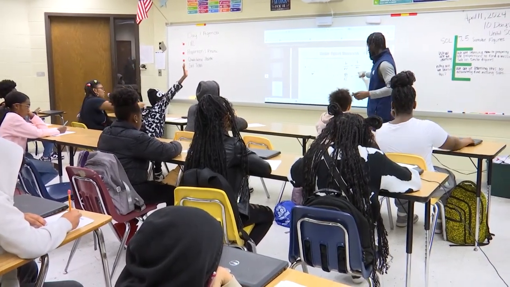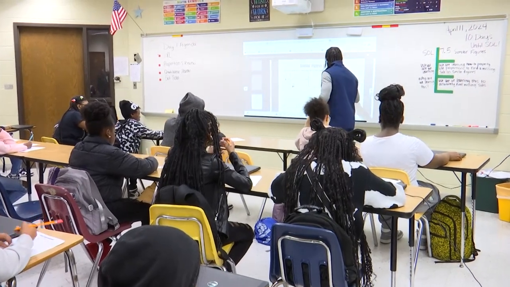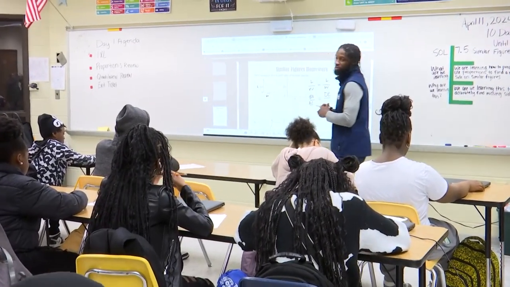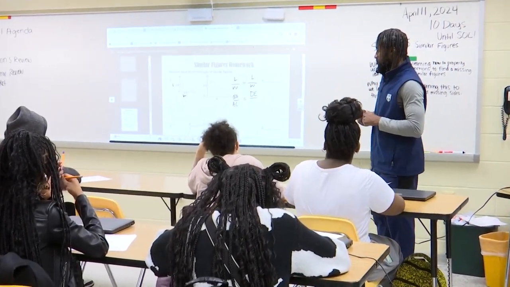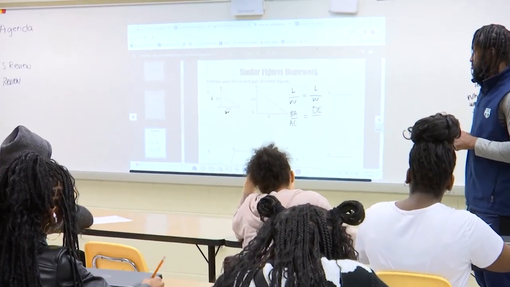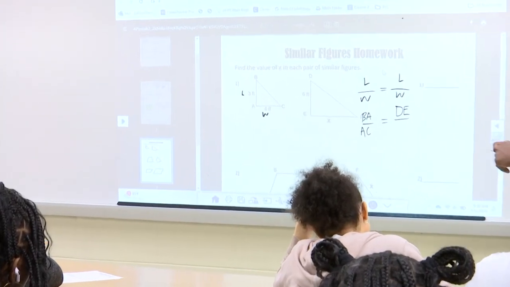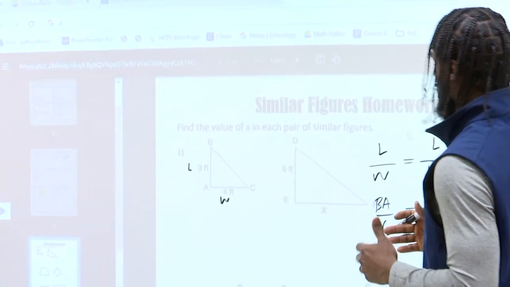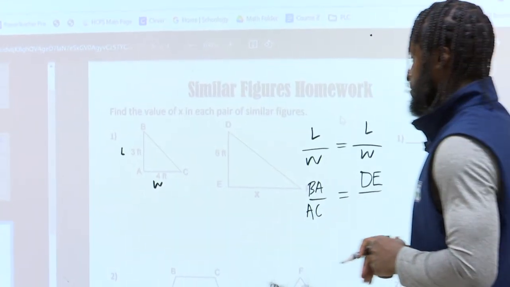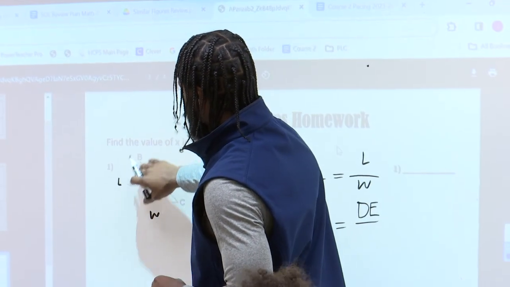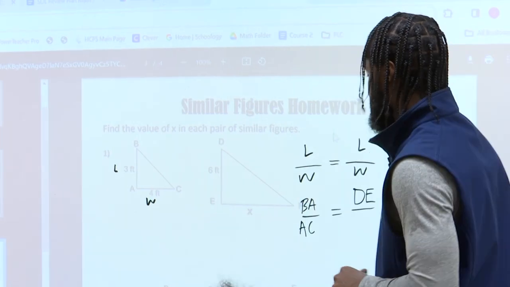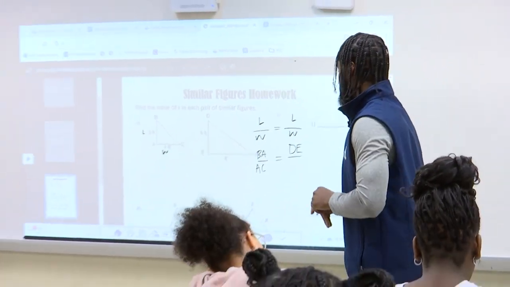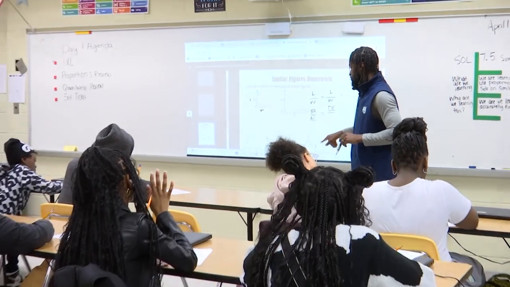Victoria? DE over. Hold on one second. Why did you choose DE? Because it's the same on the other side, different letters. Right, these are similar figures. They're pointing the same direction. So we said BA and DE were similar. Somebody in this section, what would I put at the bottom over here?